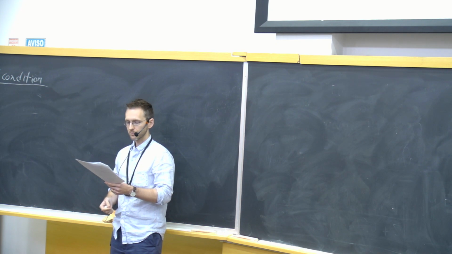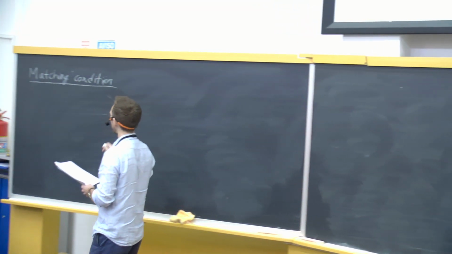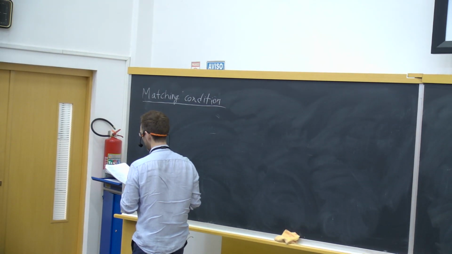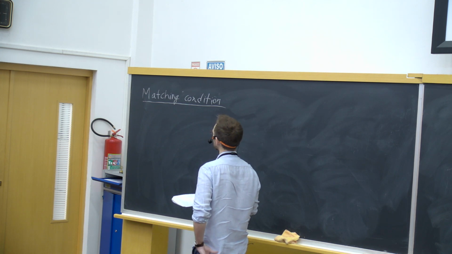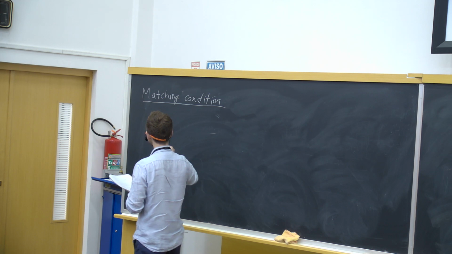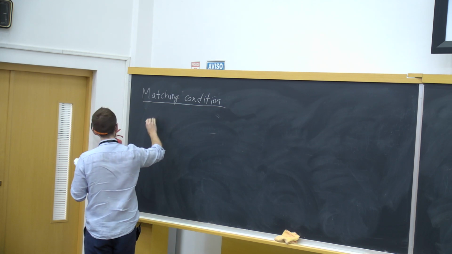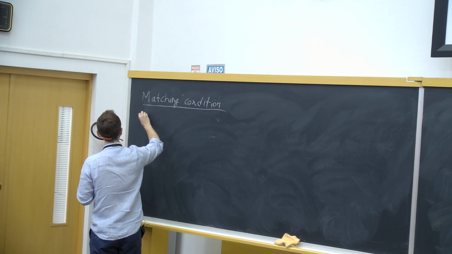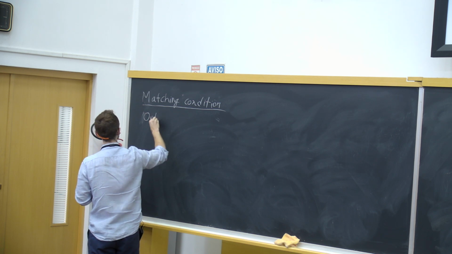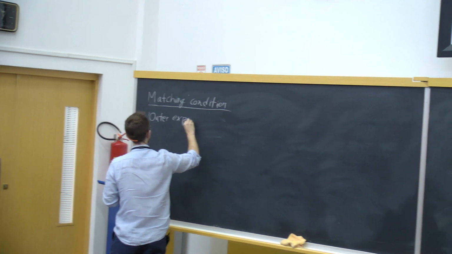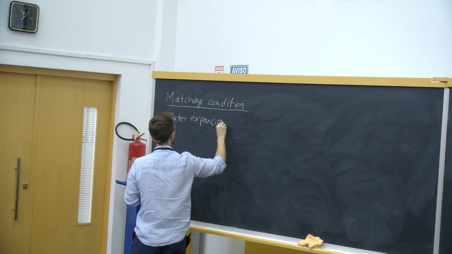All right, so we're continuing on with matched asymptotic expansions, and I left it off yesterday on the matching condition, which basically says that the inner expansion and the outer expansion have to match each other. We're going to make that more precise. I'm going to write the outer expansion in a slightly different form than I did yesterday.